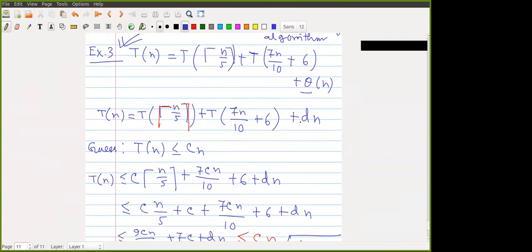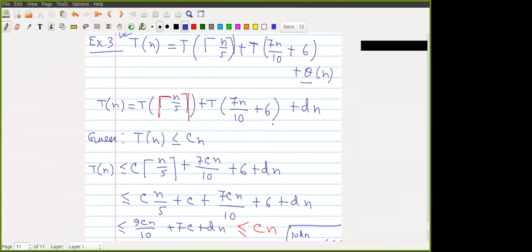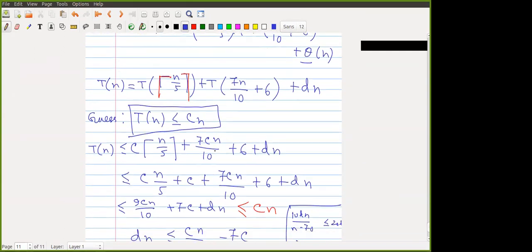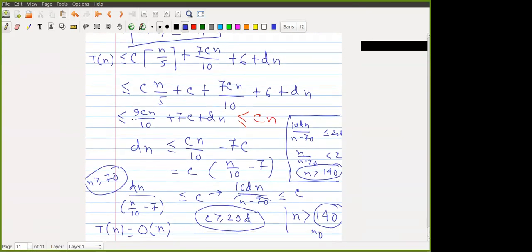And so this is in theta, so I am assuming some constant, and my guess is T(n) is C of n. So I plug it here, and finally it all boils down to finding C and D such that this holds when n is large enough. And so whatever remaining is this calculation. So it turns out that whenever n is greater than or equal to 140, and if you choose some C greater than or equal to 20D or something, then we can actually prove this thing.